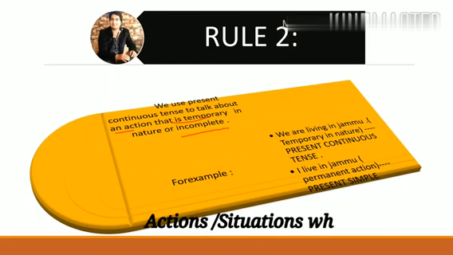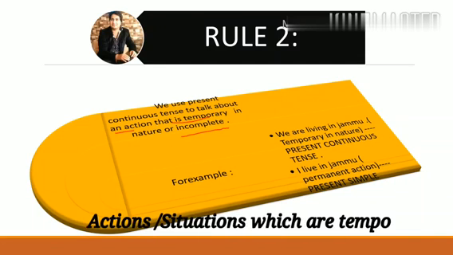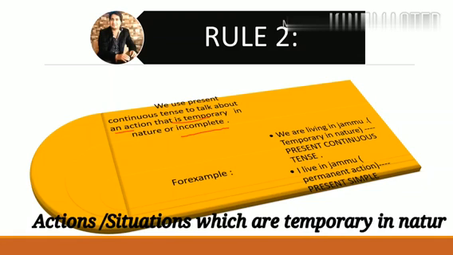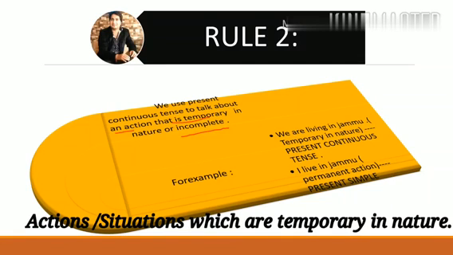For example, we are living in Jammu. It means it is a temporary action, because maybe we do not have a permanent residence there. Maybe we are staying with our relatives for some time. And when we say I live in Jammu, it means I have a permanent house in Jammu and I live permanently there, and the situation is already complete.